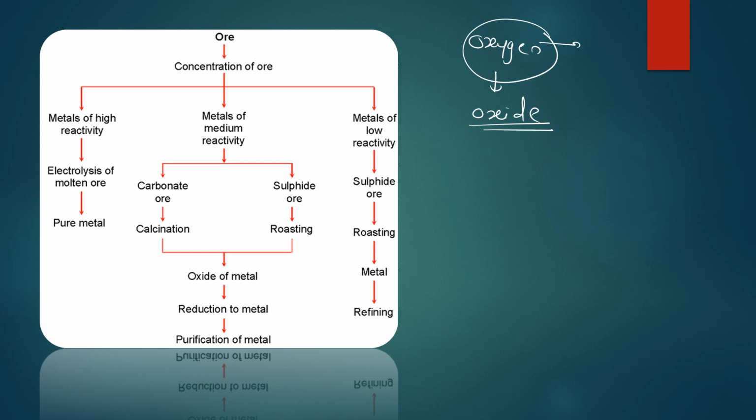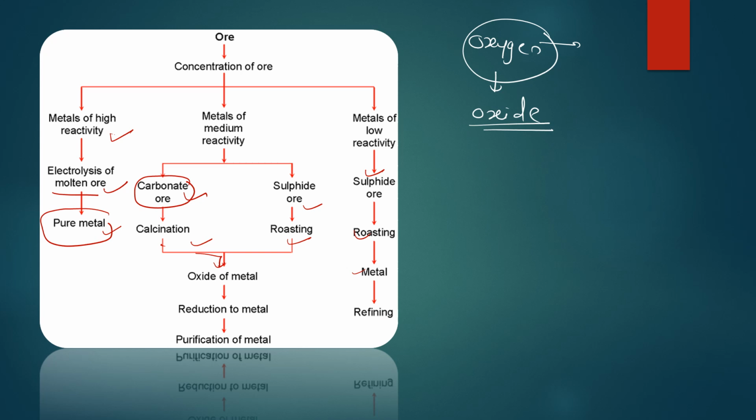Okay, so on the basis of reactivity, there are some methods to extract the metals from the minerals. Here you can see, for the metals of high reactivity the method is electrolysis of molten ore, and then you get a pure metal. Then for medium reactivity, first of all we take the carbonate form of the ore, then we do calcination to get the oxide of the metal, then reduction for purification of the metal.